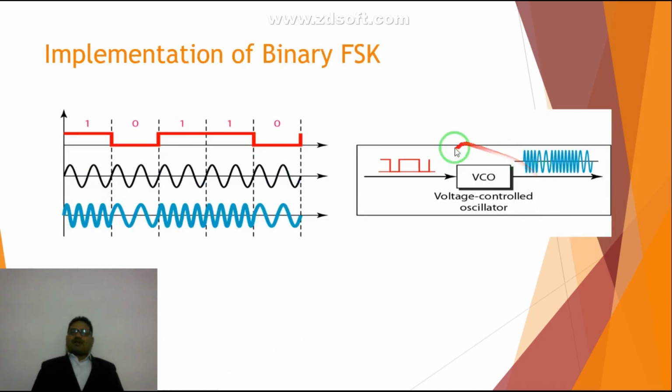And this is your implementation of binary FSK, that is a voltage controlled oscillator. Depending on the voltage of this input signal, the modulating signal, the frequency of this carrier wave is going to change. See how fast it changes. Here the frequency is high but the time period is less. Over here the time period is more, and hence the frequency is less, because frequency and time period are inverse in nature.